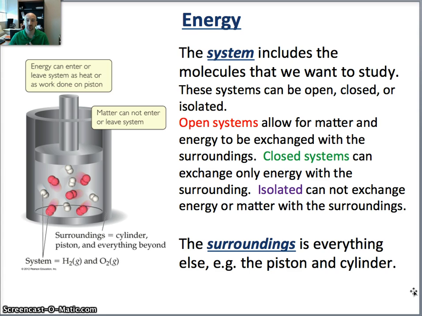Well, when we talk about energy, we really have to define two things called the system and the surroundings, okay, which are just two parts of the universe that we can use to focus on in order to track energy changes. Well, the system includes just the molecules we want to study. And basically the system can either be open, which allows for matter and energy to be exchanged with the surroundings. It can be closed so that only energy is exchanged with the surroundings. Or they can be isolated so that no energy or matter is exchanged with the surroundings.